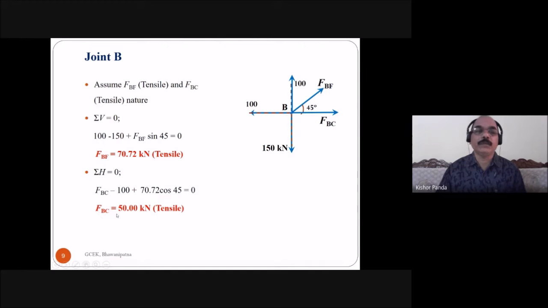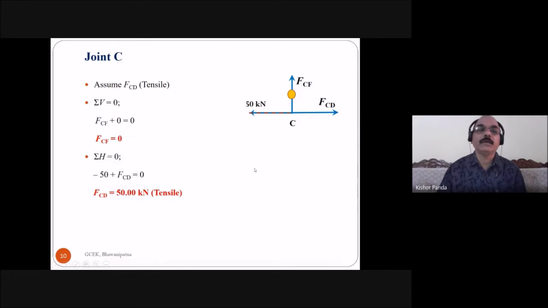Then FBC is equal to 50 kilonewton tensile. Here also you got the positive value, so the assumed direction of this force is okay. So FBC is 50 kilonewton tensile, and FBF is equal to 70.72 kilonewton tensile. Here you got these two forces. Then coming to joint C, here you take the joint C.